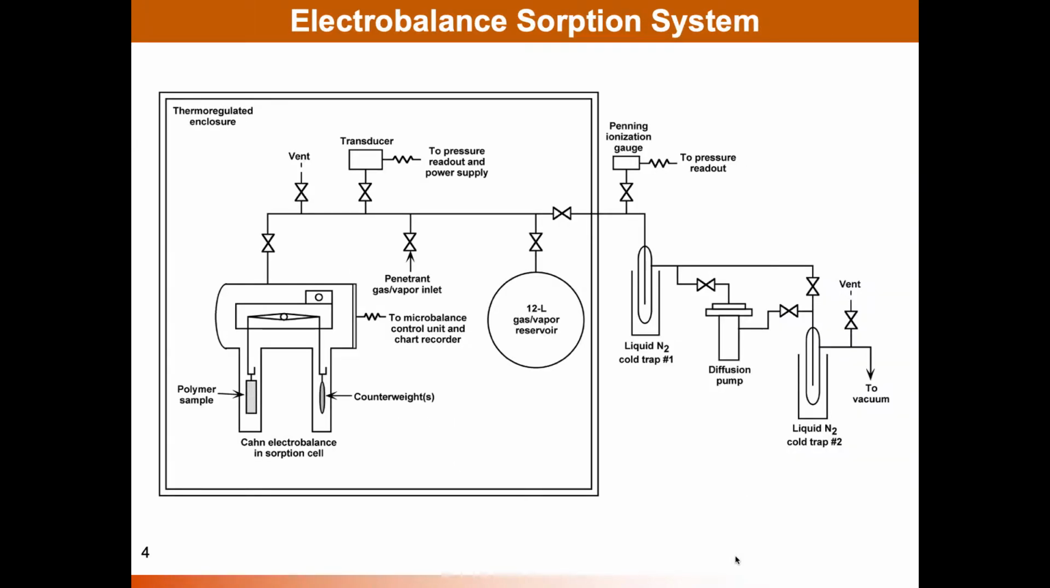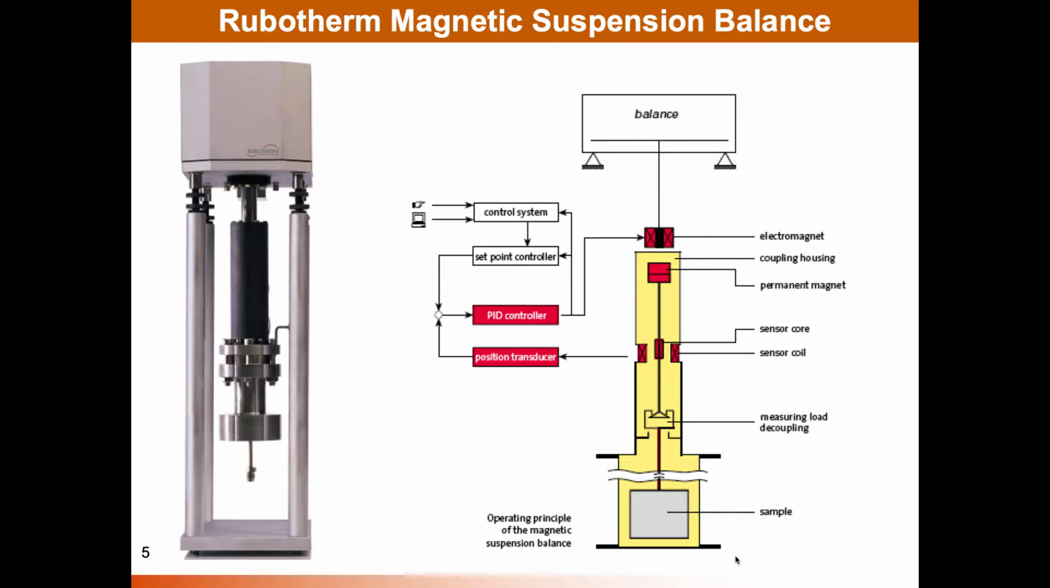This sort of system, as you might imagine, was automated. You can buy electronic balances that essentially do the same thing as the spring system, and more recently there are even more sophisticated devices like this Rubotherm magnetic suspension balance, which again is an automated way of carrying out that same simple experiment of measuring the weight of a sample when it is in an environment that contains a penetrant that it can absorb, or when it's loaded with penetrant and then put into an environment like vacuum where that penetrant comes out. You can track weight gain or weight loss either way.